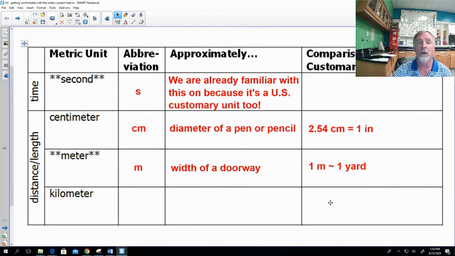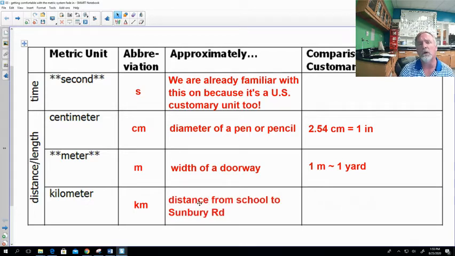The next one I want to talk about is kilometer. Again, this is hopefully one you've heard of before. The abbreviation is km. How can I give you an idea how big a kilometer is? If you think about the distance from our school to Sunbury Road, that's about a kilometer's distance. Now, if we're going to convert kilometers to miles, about 1.6 kilometers will give us about 1 mile.